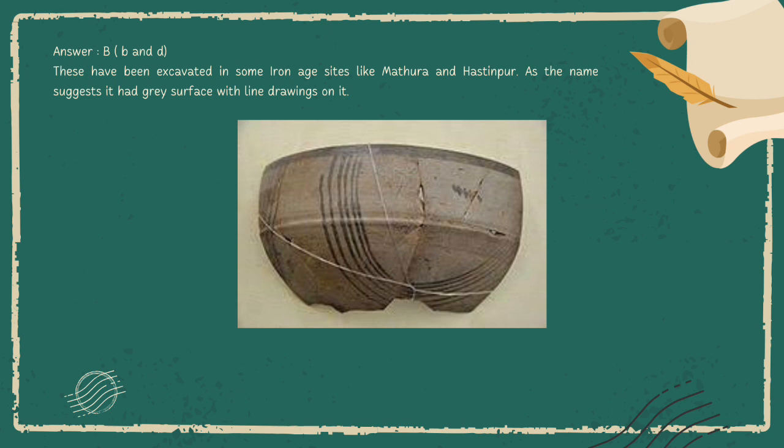Why? Because C, if they are delicate and thin, then they will not be used for all practical purposes, otherwise they would get broken. So they were delicate and thin and they were used on special occasions or as utensils. Yes, they have been excavated in some iron sites like Mathura and Hastinapur. As the name suggests, it had a grey surface with line drawings on it.